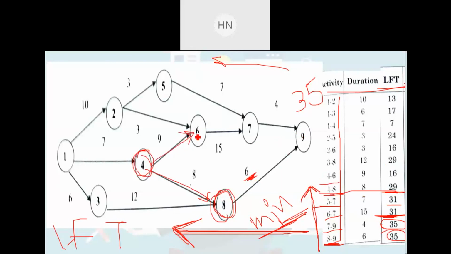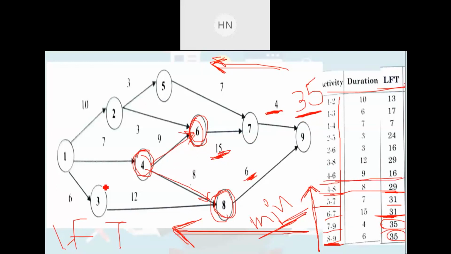To reach up to this 6th event, you need to deduct 4 as well as 15. If you deduct this 4 as well as 15 from 35, you will be getting the answer as 16, right? We need to move up to the sixth event from right to left. So which activities are coming in our way? That is this 15 duration and this 4 duration. So you need to deduct that from this 35.